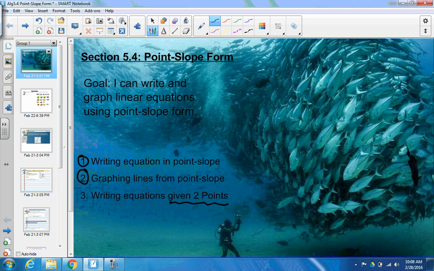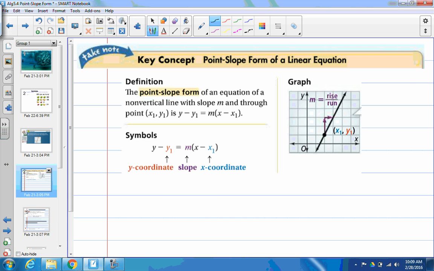We'll maybe do a little recap of the first two. But we're continuing the goal. I can write and graph linear equations using point slope form. So to recap, point slope form looks like this. y minus y1 equals m times x minus x1. So now remember, we had slope intercept form, which is y equals mx plus b. That's slope intercept.